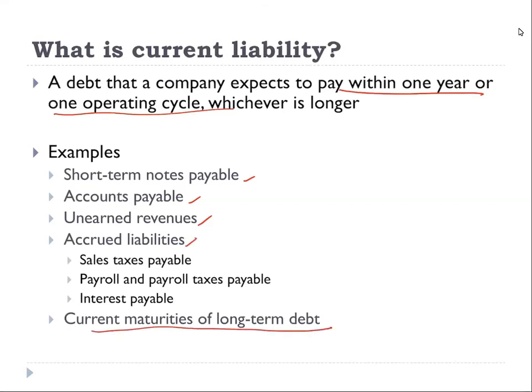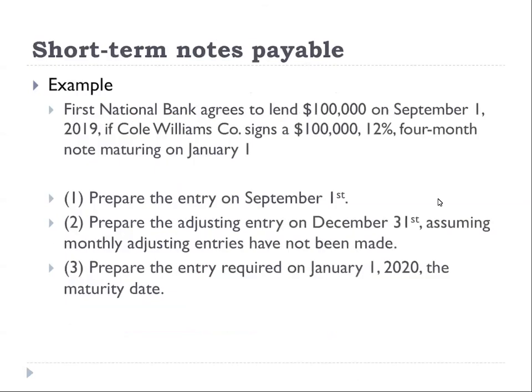So what is current maturity of long-term debt? If the firm has a long-term debt, which matures in maybe 3 years, and part of that debt is expected to be paid within 1 year, that part, which is expected to be paid within 1 year, is called current maturity of long-term debt. Within current liabilities, what are accrued liabilities? Sales tax payable, payroll and payroll tax payable, interest payable. Those are examples of accrued liabilities. And we're going to look at those in more detail.